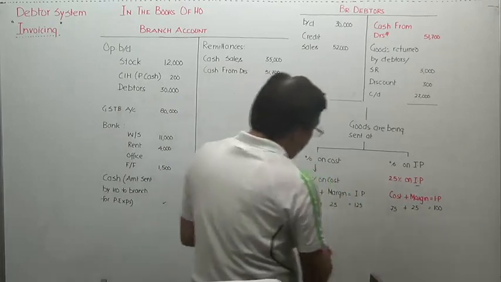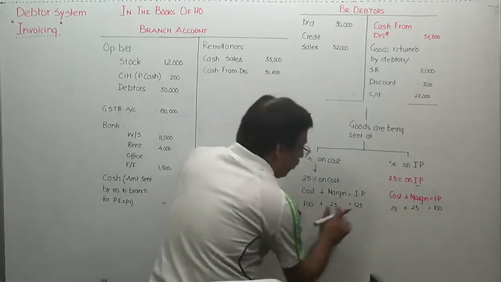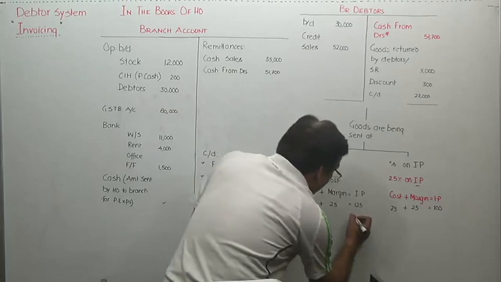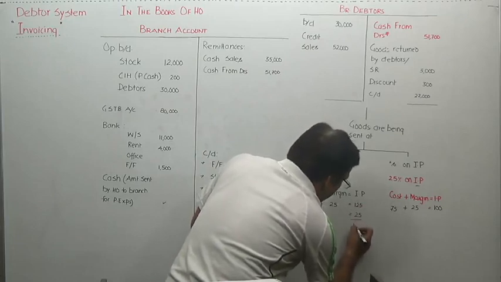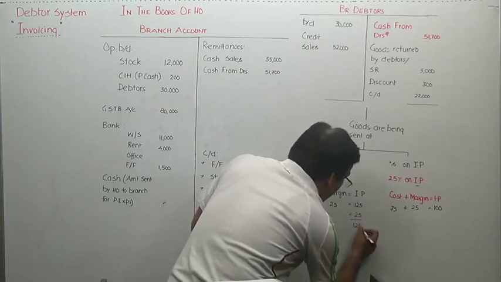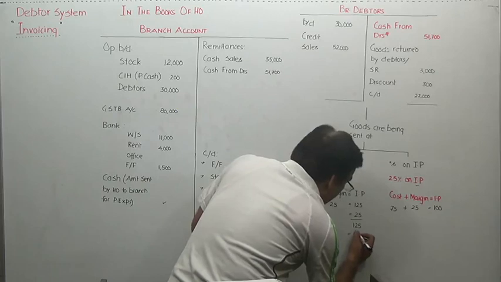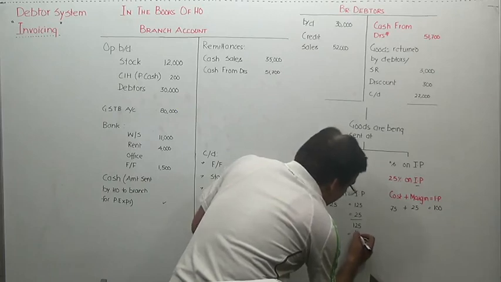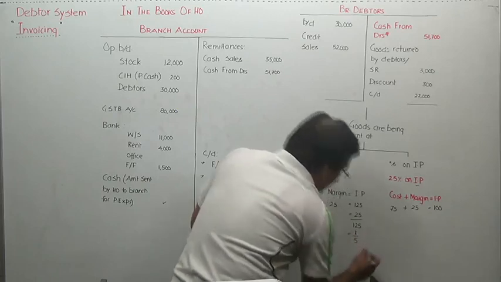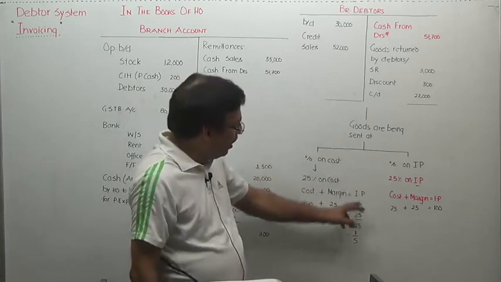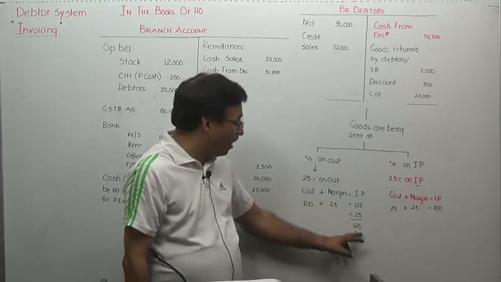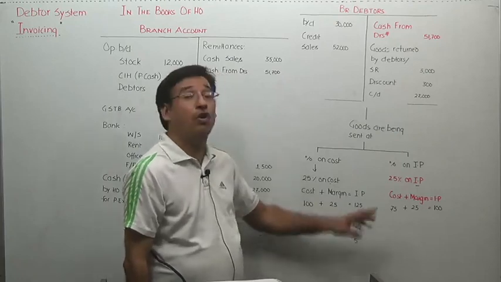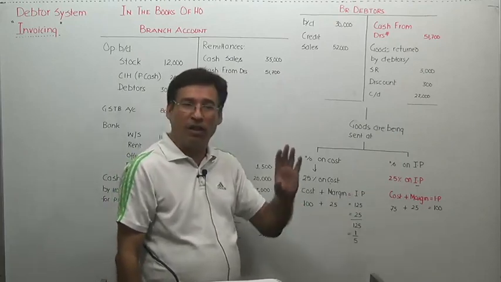Correct? Now, once you have filled up your equation, what do you do? You write the margin in the numerator and in the denominator you write invoice price. In accounting language, this is the rate of invoice price. This is the rate of margin, sorry. This is the rate of margin on invoice price. Is it clear to you?